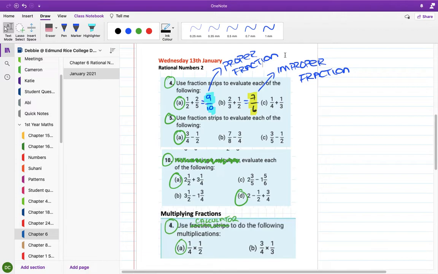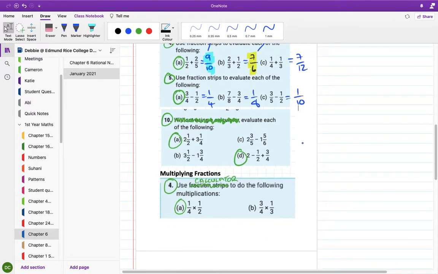So a quarter and a third is 7/12. 3 quarters minus a half is a quarter. 7/8 minus 3 quarters is an eighth. 3/5 minus a half is a tenth.